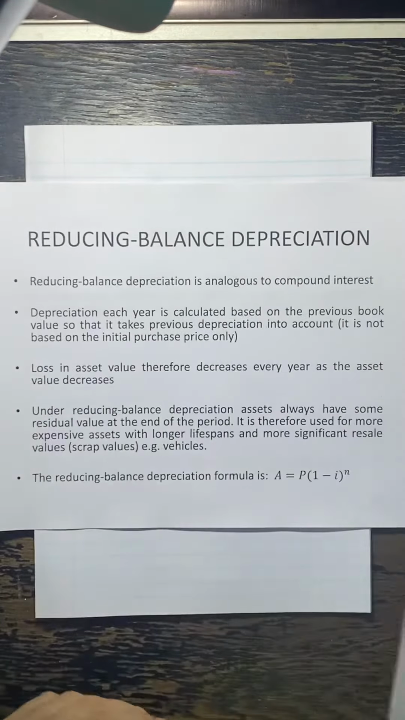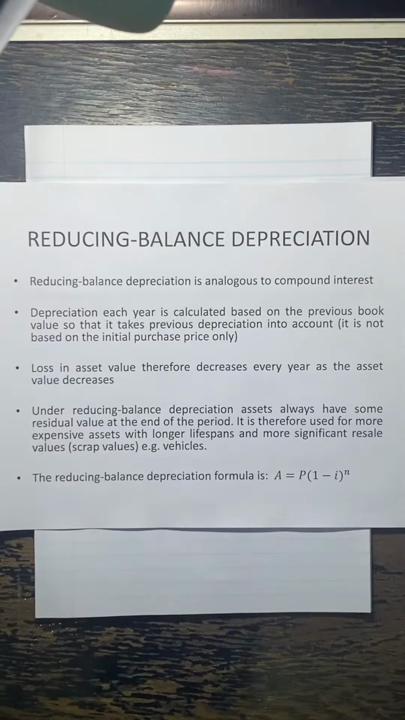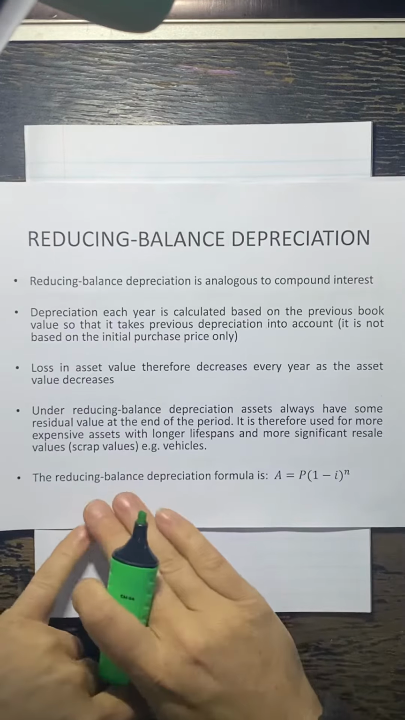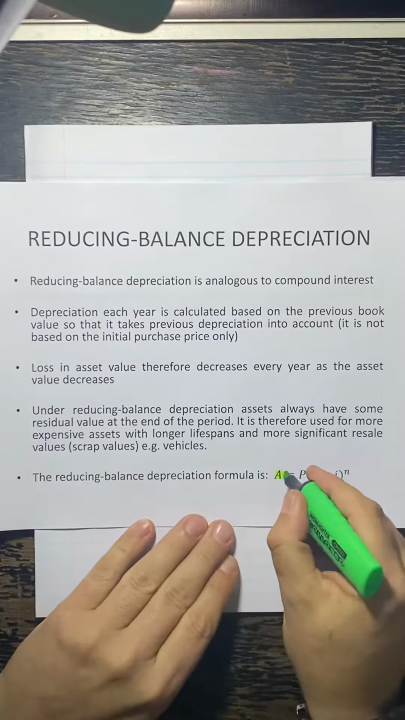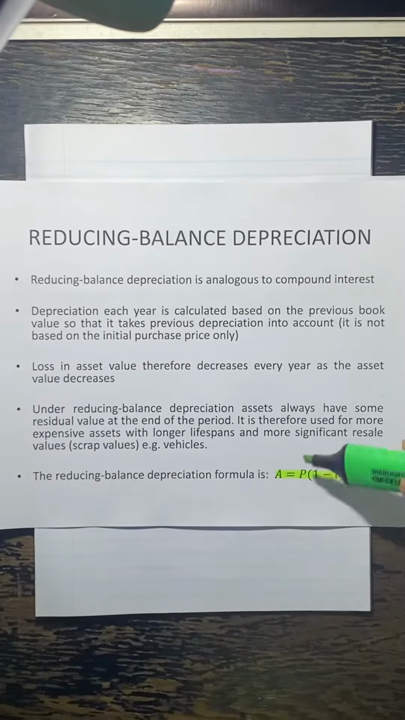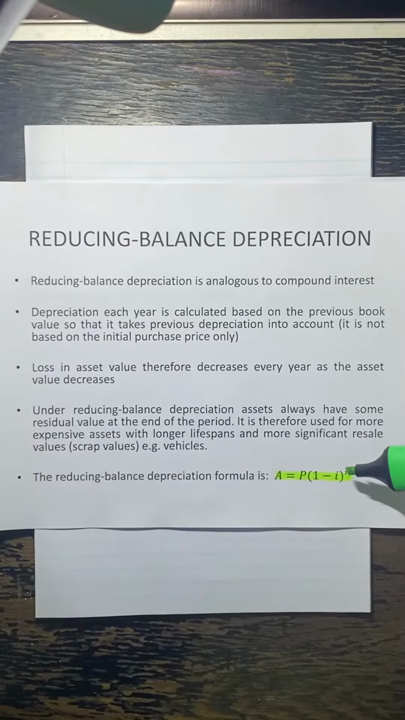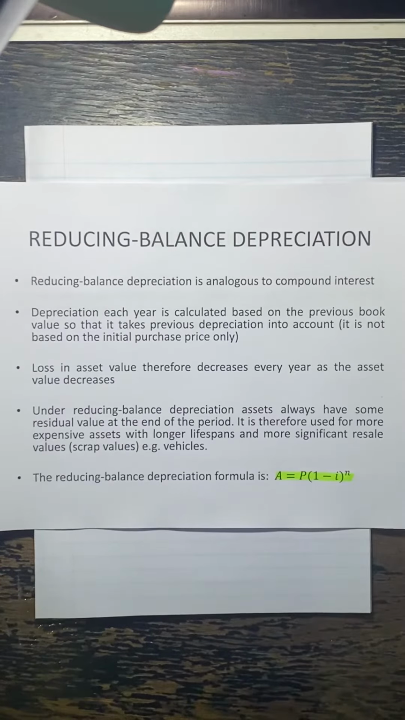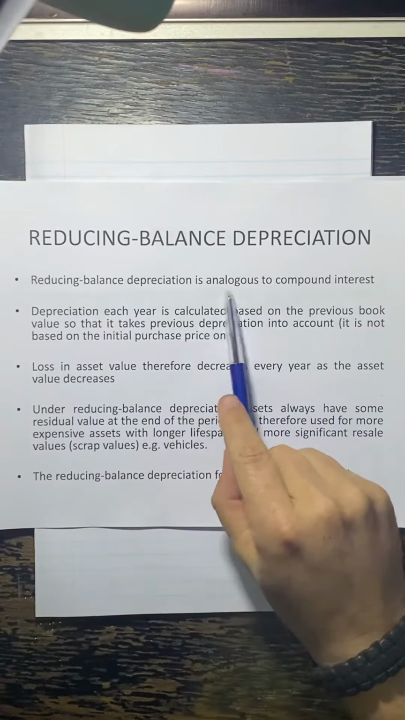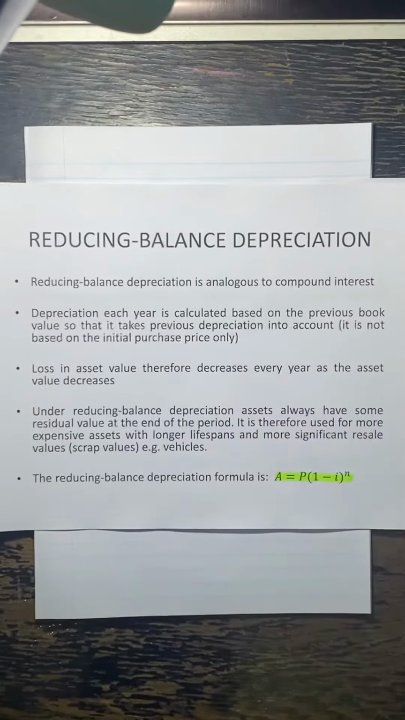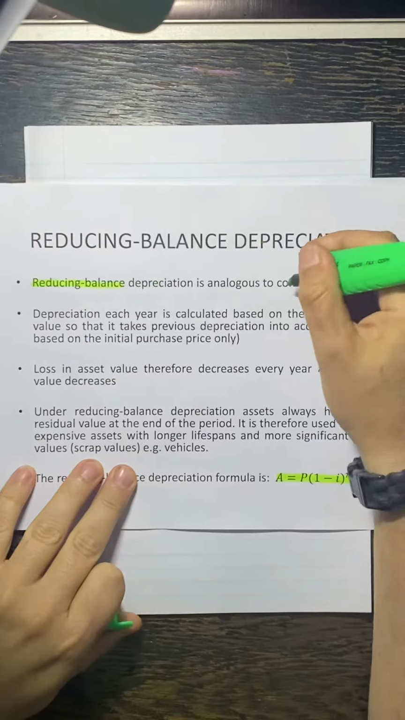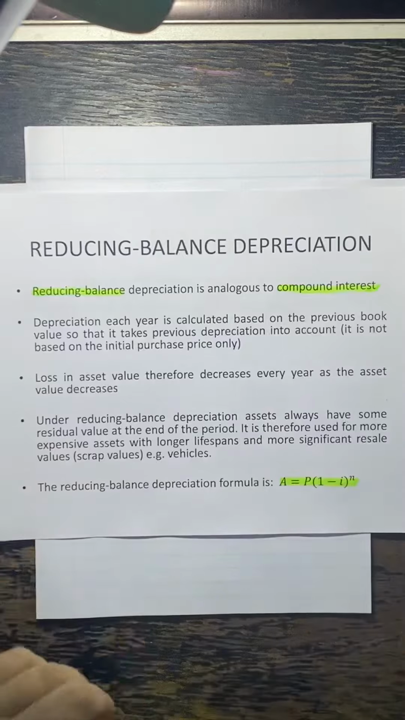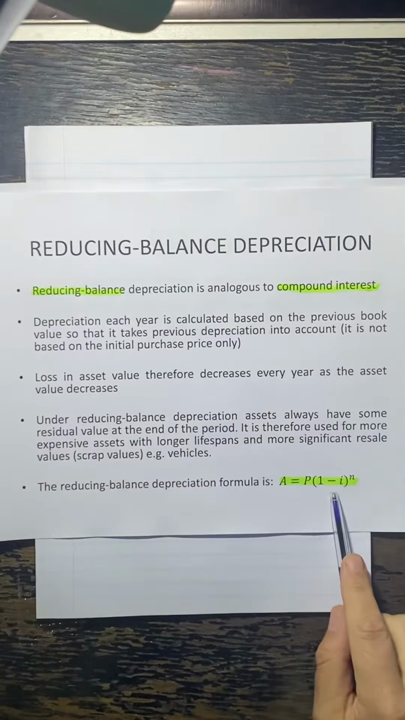The next one that we're going on to is the reducing balance depreciation. And if we skip just to the end, the reducing balance depreciation formula is, highlight this, guys. This looks very similar to your compound interest, except that it has a minus there instead of a plus. Reducing balance depreciation is analogous with compound interest. Let's highlight that. So reducing balance, compound interest. Again, guys, this formula is not given on your formula sheet.